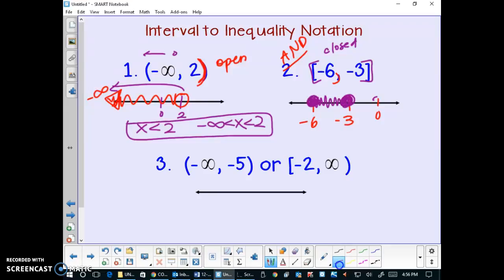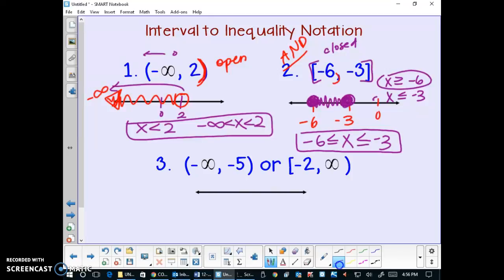So our inequality notation, since this is an and, I know my x is in the middle. And remember, with ands, it always uses less thans, because technically this is x is greater than or equal to -6, and x is less than or equal to -3. So the less than or equal to -3 goes here, and we flip this one around. So -6 is less than or equal to x is less than or equal to -3, because it's going from -6 to -3.